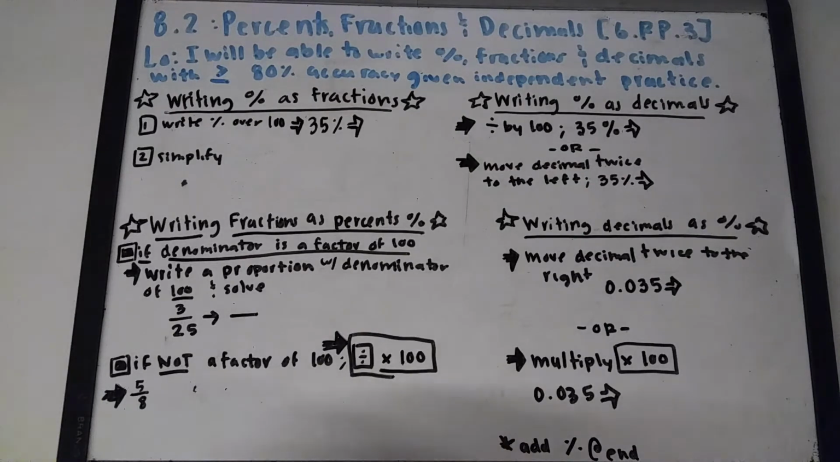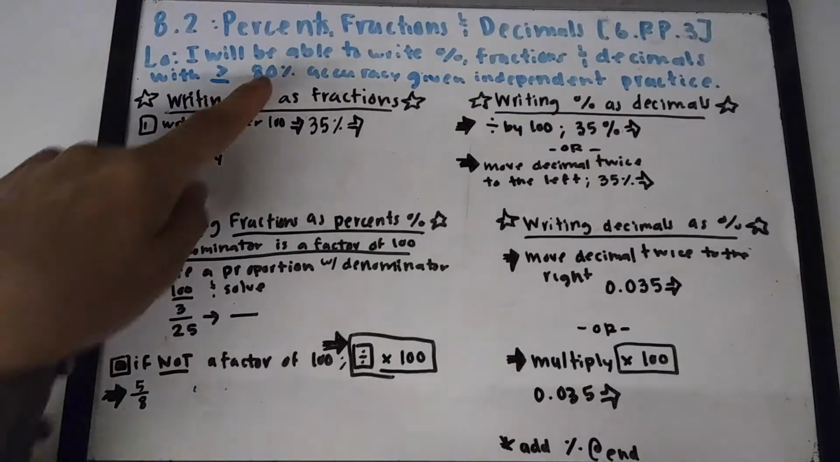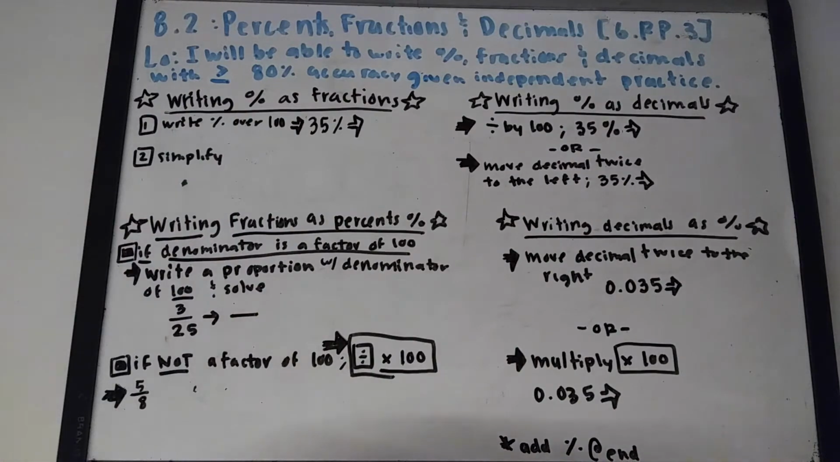Alright, you guys, so this is 8.2. We're going to be working with percents, fractions, and decimals, and that's your standard. Your objective is to be able to convert back and forth from fractions, decimals, and percentages, at least with an 80% accuracy given your independent practice.